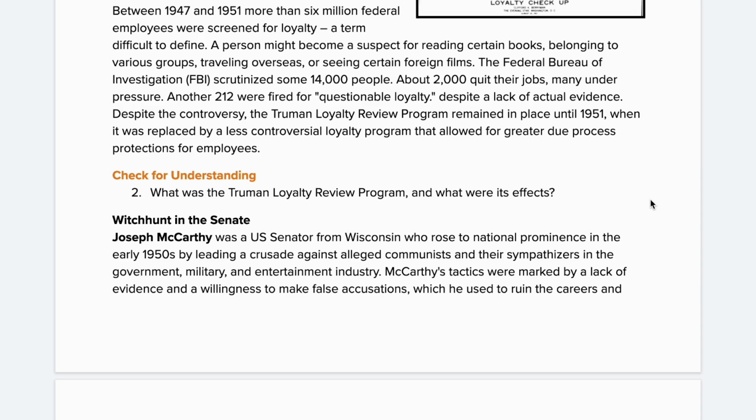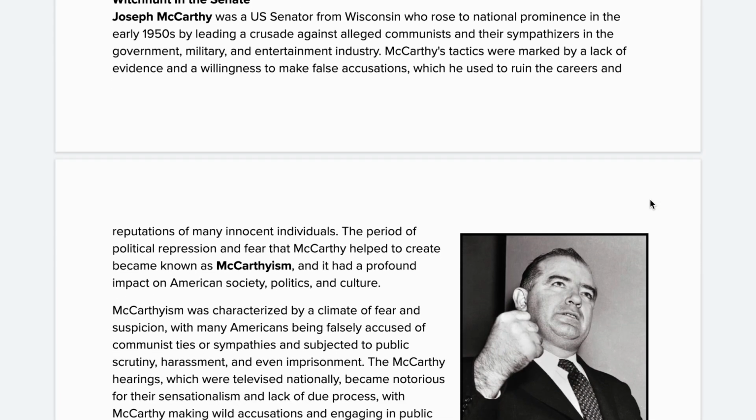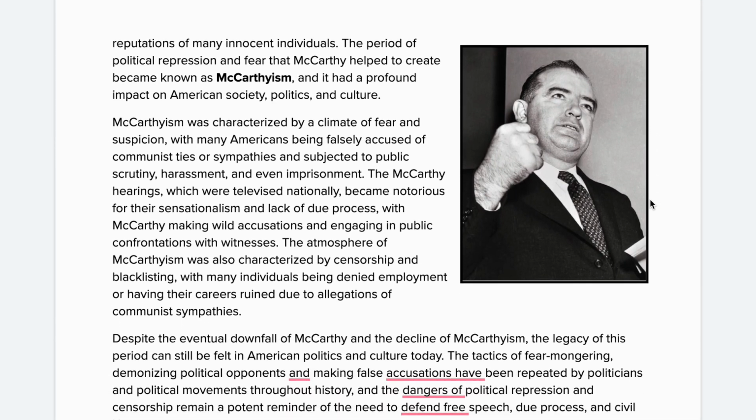Witch hunt in the Senate. Joseph McCarthy was a U.S. Senator from Wisconsin who rose to national prominence in the early 1950s by leading a crusade against alleged communists and their sympathizers in the government, military, and entertainment industry. McCarthy's tactics were marked by a lack of evidence and a willingness to make false accusations, which he used to ruin the careers and reputations of many innocent individuals. The period of political repression and fear that McCarthy helped to create became known as McCarthyism, and it had a profound impact on American society, politics, and culture.